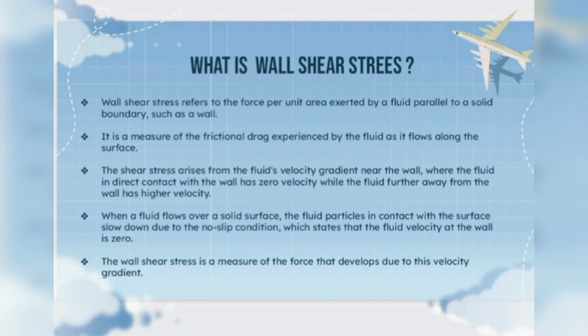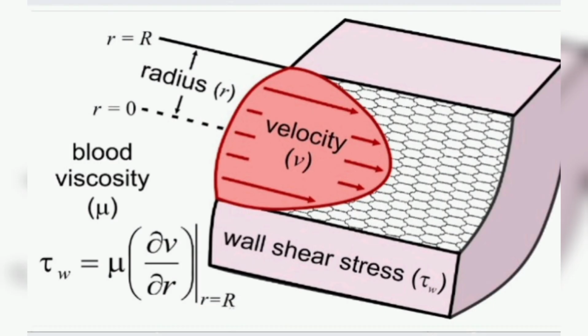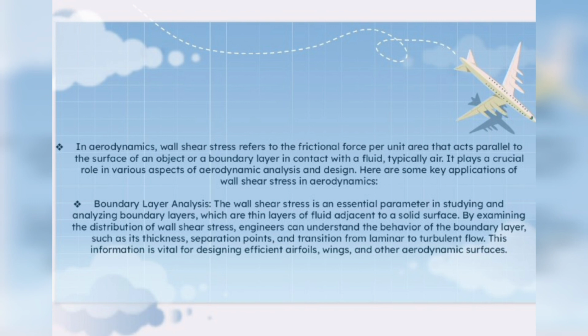When the fluid flows over the solid surface, the fluid particles in contact with the surface slow down due to the no-slip condition, which states that the fluid velocity at the wall is zero. The wall shear stress is a measure of the force that develops due to this velocity gradient. Look at this figure and understand the velocity is moving forward. The formula for calculating the wall shear stress is tau W is equal to mu dV by dr.